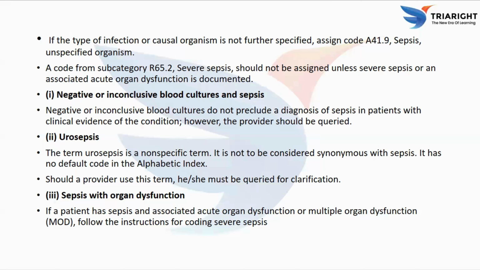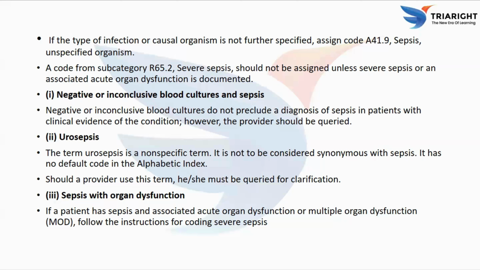So what is the example? The diagnosis is sepsis, blood cultures negative. You have to code it as sepsis A41 because clinical criteria support it. So when do you query the provider? If the note only says rule out sepsis or possible sepsis, clarification is required.